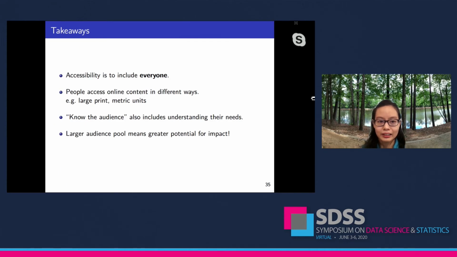And in summary, accessibility is to include everyone. We need to remember that people access online content in many different ways. Some may need large print. Some may use different types of units. So the traditional advice, know the audience, still applies, and this also includes understanding their needs. And a larger audience pool means greater potential for impact.